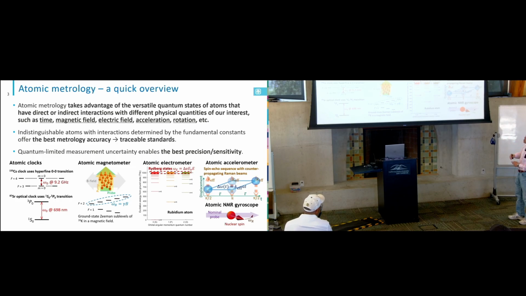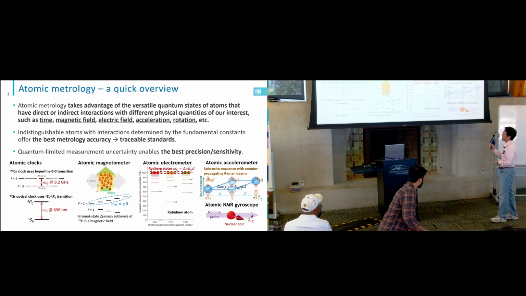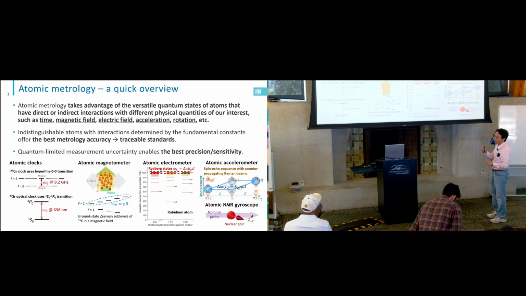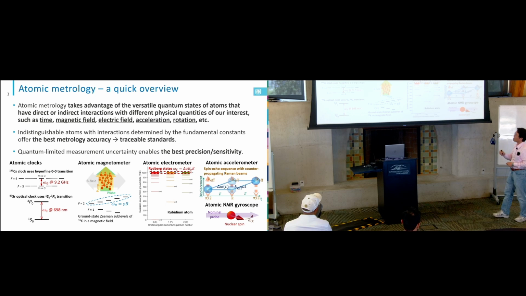And then the second thing is that atoms contain lots of internal quantum states. So even a single atom is a very versatile quantum system. You can find an infinite number of quantum states inside an atom, and using different quantum states, you can do different kinds of metrology. This quantum-limited measurement gives you the lowest uncertainty, which gives us not only the best accuracy, but also the best precision or sensitivity.